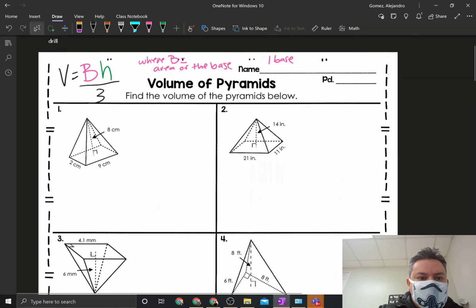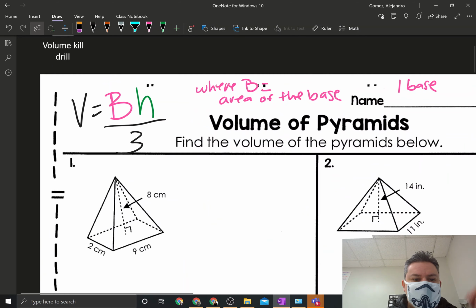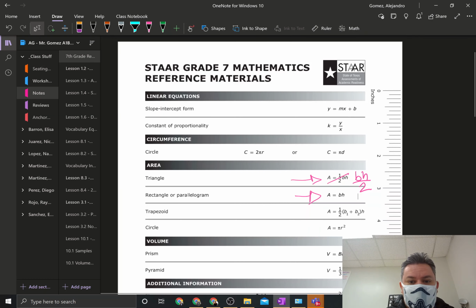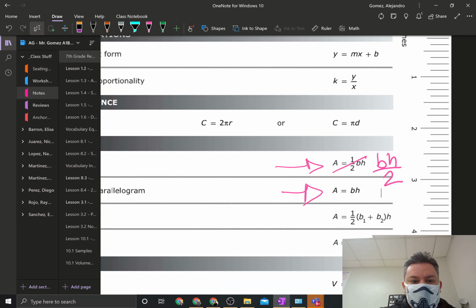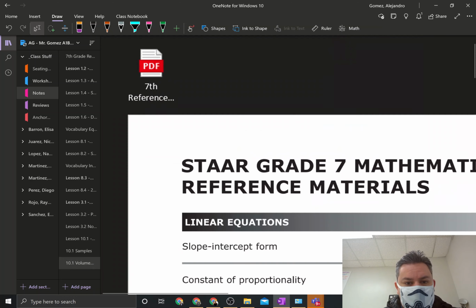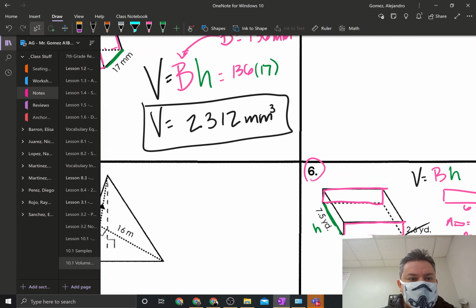I have written down the formula for the volume of pyramids, which is area of the base times the height of the pyramid and then divided by 3. That's the formula for the volume of a pyramid. Now, again, on your reference chart, you can see that whenever we find the area of the base, we have them right there. You look at the area, you have triangle, rectangle, trapezoid, or circle. We're not going to worry too much about circles or trapezoids on the pyramids, but just in case, you will have them there.